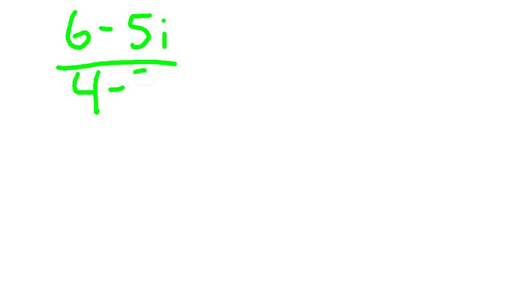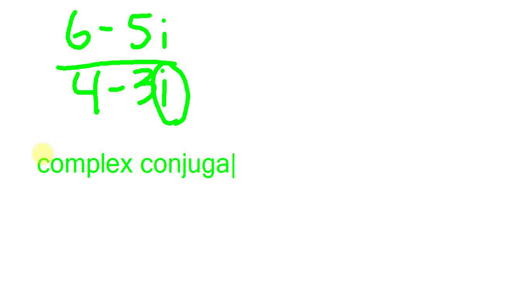Hello class. Today in this video we will be talking about dividing complex numbers. Let's say you're given an expression such as (6 - 5i)/(4 - 3i), and you're told to simplify that expression. What you're really being asked to do is to get rid of the i's in the denominator. So how do you do that? Well, you use something called the complex conjugate.